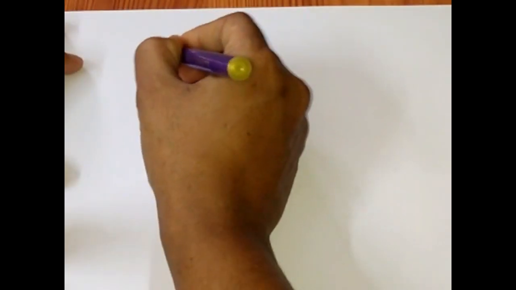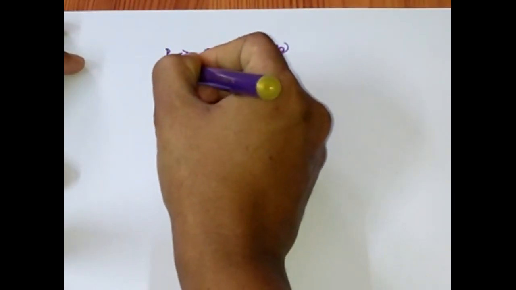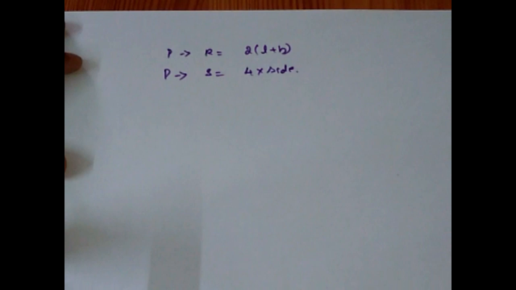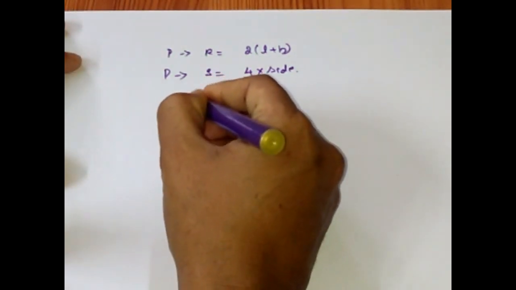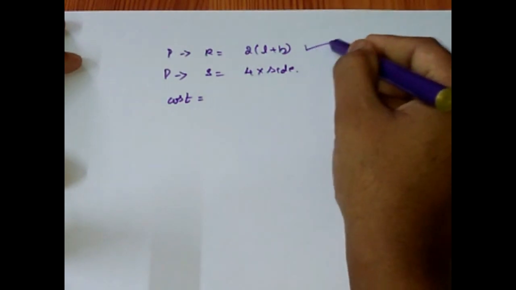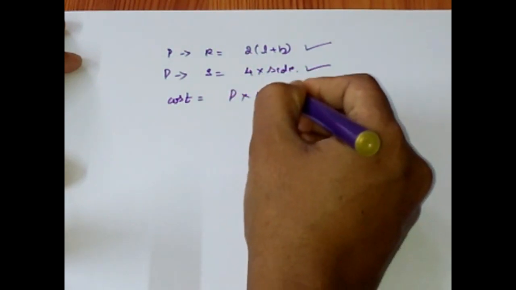In the first exercise, we discussed the perimeter and how to find the perimeter of an irregular figure, and later of regular figures: the perimeter of a rectangle is the formula 2 into (L plus B), and the perimeter of a square is 4 into side. And we discussed how to find the cost of fencing, where the given portion may be a rectangle or a square. Cost of fencing is perimeter into rate.